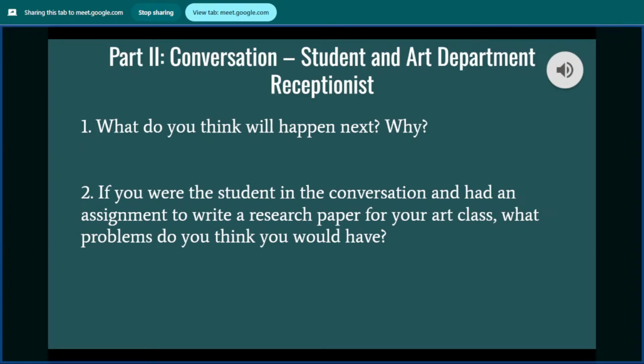Okay. If you were the student in this conversation and had an assignment to write a research paper for your art class, what problems do you think you will come across? Whatever comes to your mind. Ma'am, confusion regarding the references, like from where we have to take the references, and the study material from which we have to do the research, and the basic outline and structure of the paper, like what headings should be included and what headings I should avoid to make it more concise and clear. Okay, that's it, yes, ma'am.